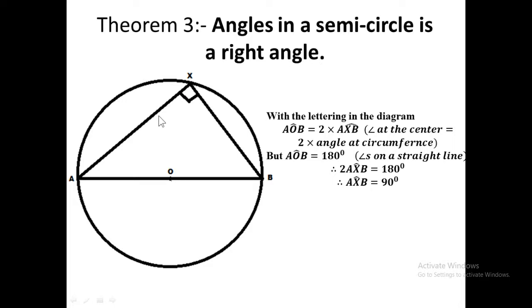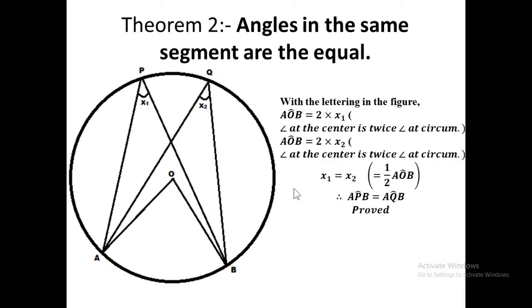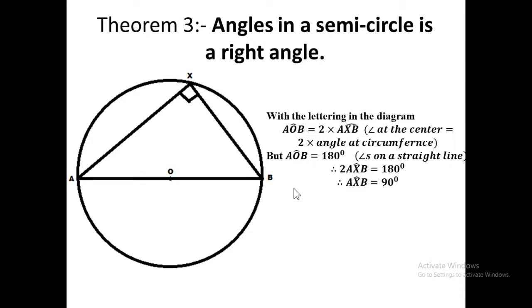So we'll be using these two theorems that we just talked about to solve some problems in the next video, and see how we can go about it. Don't forget, the first theorem says angles in the same segment are equal, and the second says the angle in a semicircle is a right angle. So we'll be using these two theorems to solve problems very soon.